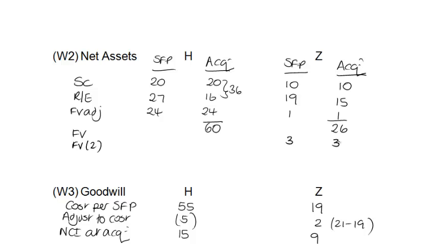Well, when did this acquisition take place? It took place on the 1st of December X2, so therefore we have owned the assets for 6 months since the date of acquisition. So I need to charge depreciation. The fair value adjustment, the 1 and 3 together, gives me 4. I'm going to write that off over 5 years, and in the current year I'm going to charge 6 months worth of depreciation. That gives me a depreciation figure between the acquisition date and the SFP date of 0.4.